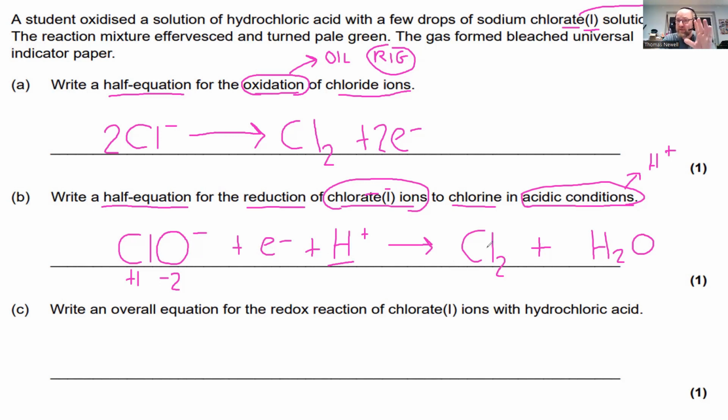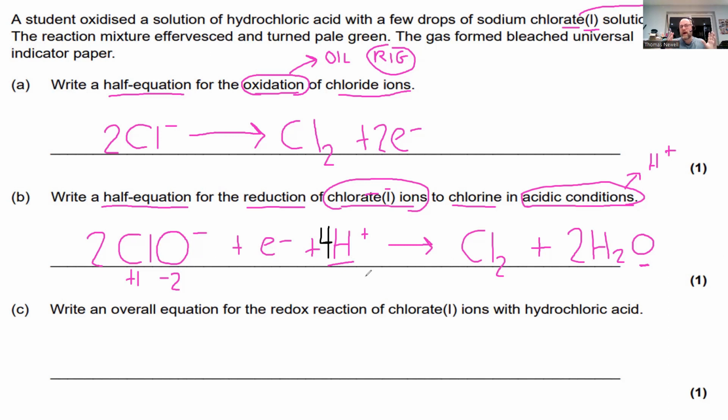Well, I've got a 2 here for the chlorine. I can put a 2 here. The problem is if I put my 2 here and double my chlorates, I've doubled my oxygens over here. So what I need to do is put a 2 here, and now my oxygens are balanced, my chlorines are balanced. Unfortunately, my hydrogens aren't balanced, so I need 4 hydrogen ions.